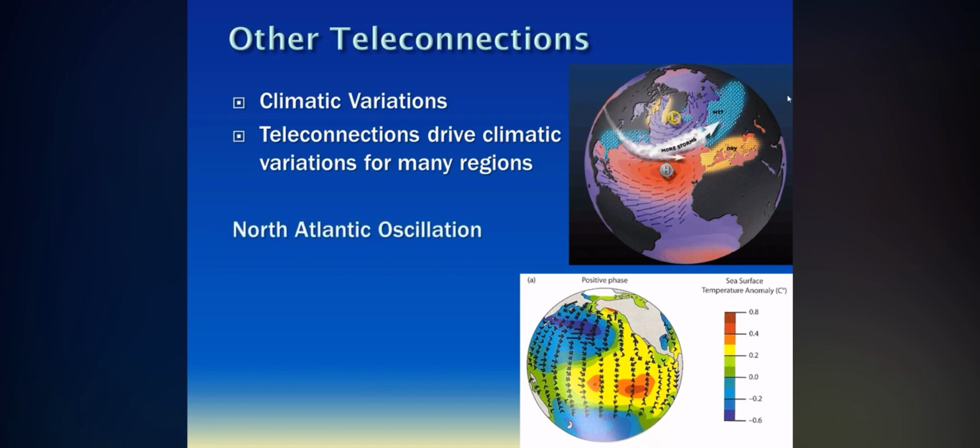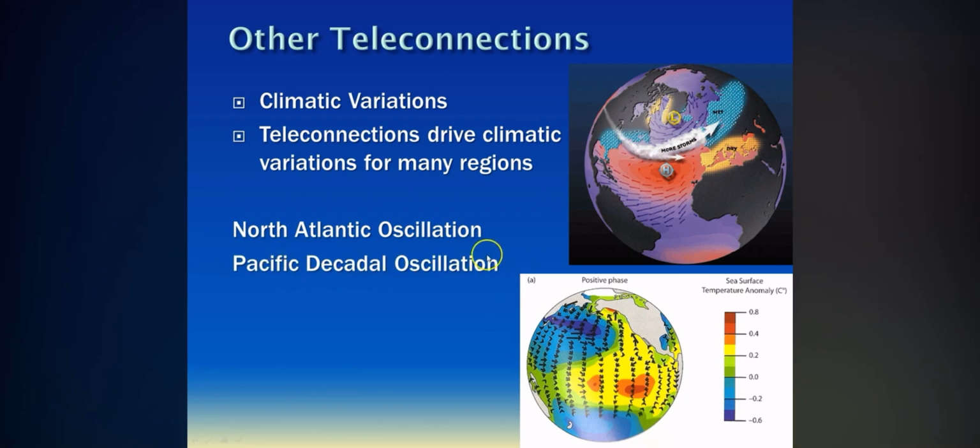The North Atlantic Oscillation is one that affects the East Coast quite a bit. You can see that in this picture here. We won't go into the details of that one since we are on the West Coast. So we're more interested in the Pacific Decadal Oscillation, which actually has the biggest influence on the Pacific Northwest weather.